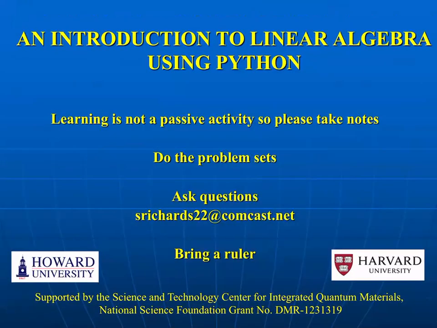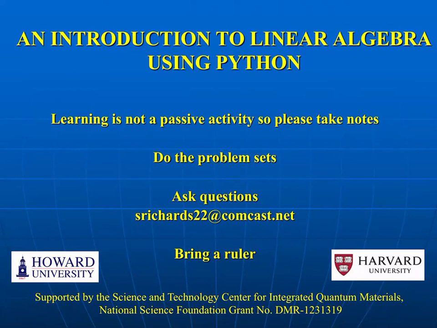A reminder that learning is not a passive activity. It's important not just to sit back and hope that by osmosis you'll be able to grasp all the concepts of this course by just looking at the video lectures. You need to take notes in real time, either by looking at the video clips or the lectures in real time. It's important to write down the steps, go through the logic of what we're talking about. Problem sets are critical. You won't get anything out of this course without doing the problem sets.